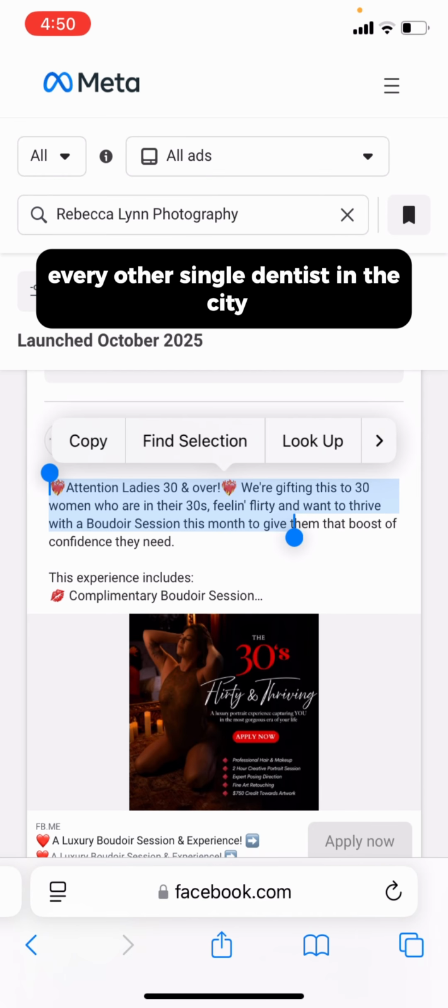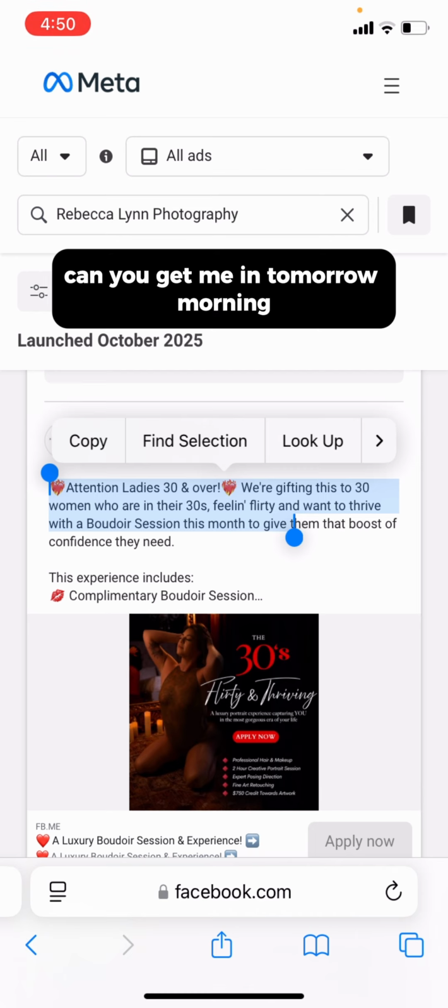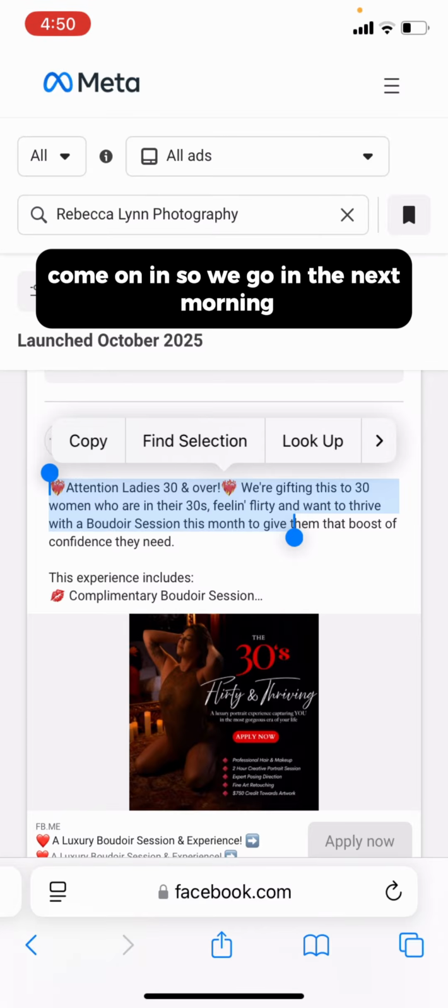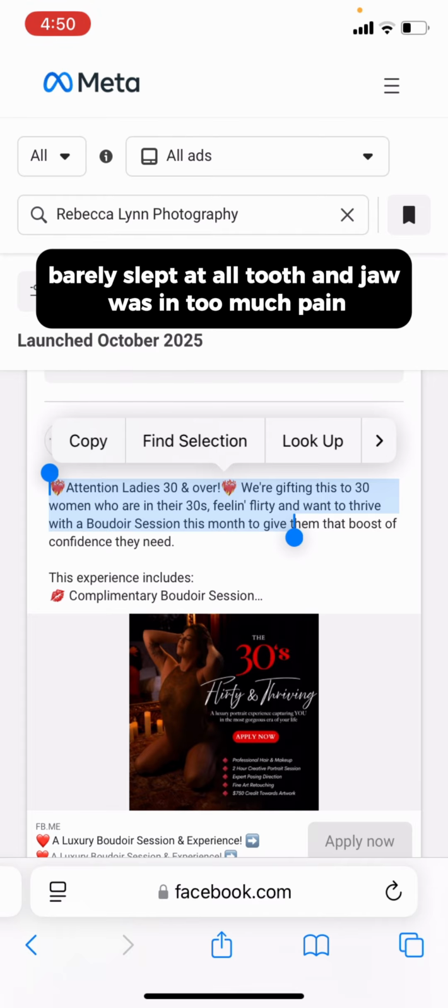And dude, we call literally every other single dentist in the city. Can you get me in tomorrow morning? Can you get me in tomorrow morning? Finally, we find someone that says yes. 7:15 a.m. tomorrow, boom, come on in. So we go in the next morning, barely slept at all. Tooth and jaw were in too much pain.